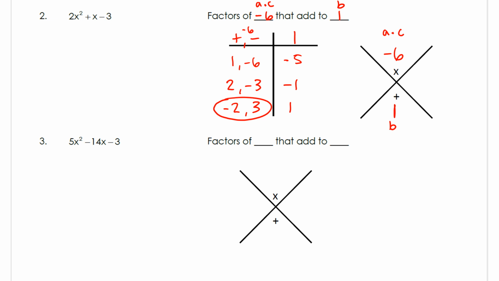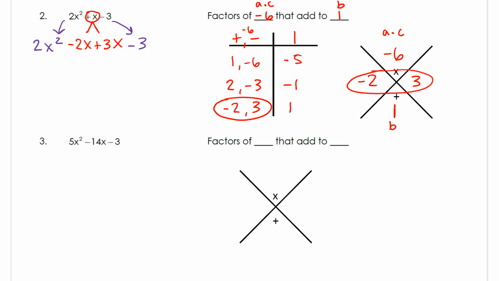Or if you were doing the X's, you would be doing mental math here. So -2, +3, those are the two numbers. Regardless, however you find your numbers, remember it is not x minus 2, x plus 3. We are splitting the bx term up into a -2x and a +3x. And then I bring down C, I bring down A. Now we have 4 terms total, so we're going to factor by grouping here. So group the first two, group the last two.